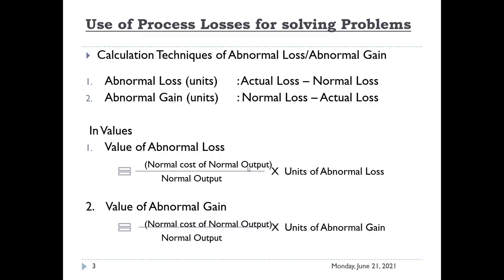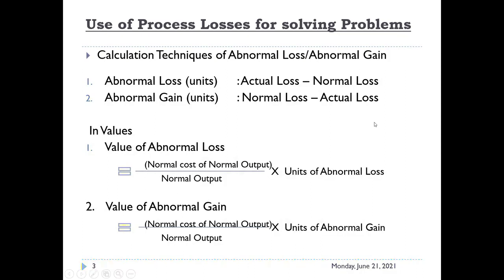Similarly, amount. Say in debit side total is 10,000. In credit side, normal loss is, say, 100 rupees, and 1 rupee is our sale value. So in that case, amount 100. So 10,000 minus 100, that means 9,900. So this is called normal cost of normal output.